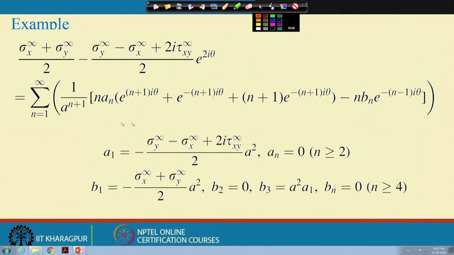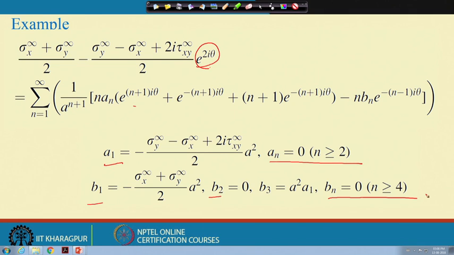Yes. Now how do we get it? You just look at this expression, and compare the 2iθ term here with the 2iθ term you have, their coefficients should be the same. If you compare these coefficients, then you get the expressions for A1, B1, then A2. All other An will be 0 if n is greater than 2, and all other Bn will be 0 if n is greater than 4.